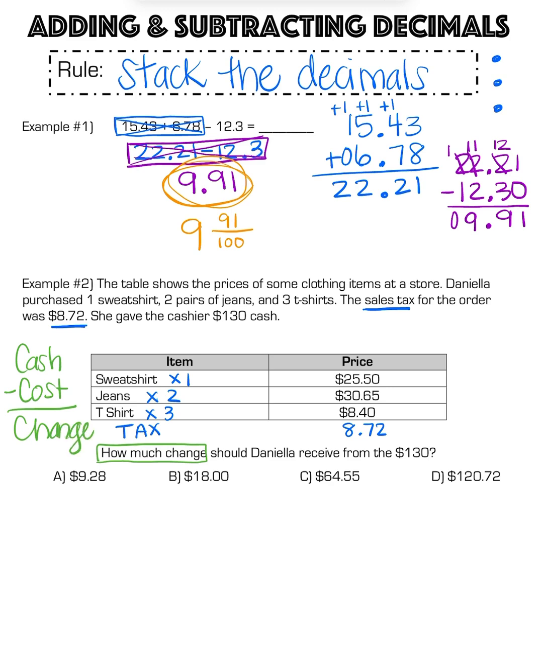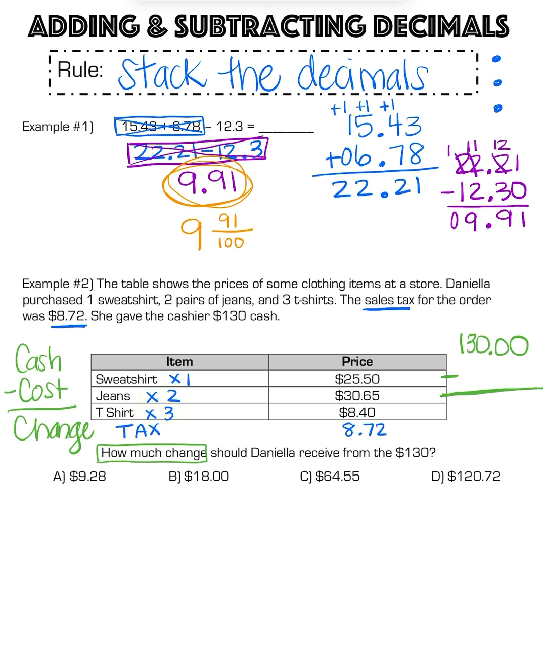Okay, so I made myself a little note. I'm looking for change. Well, we know our cash was $130, but we don't know our cost yet. So how do we figure out our cost? Well, we're just going to add up all the items we bought. And remember, some of the items we bought 2 or 3 times. So I'm going to add them one number at a time.